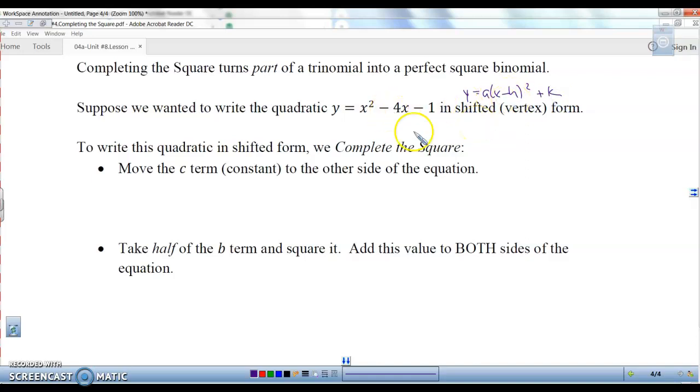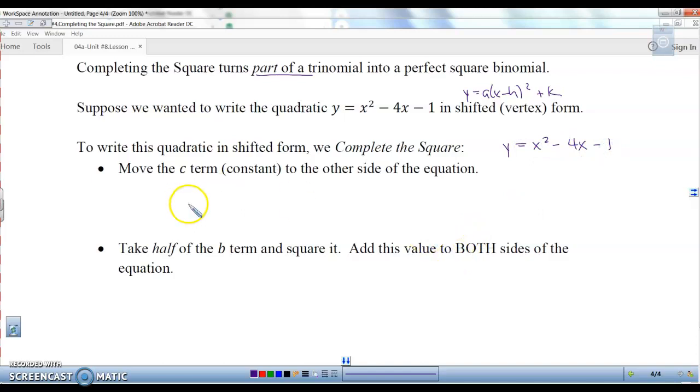Okay, the problem is this minus 1 right here doesn't make this a perfect square trinomial. I can't factor 1 and get 4. It doesn't work. So what we're going to have to do is only do part of the trinomial using completing the square. All right, so let's work through the process. We start out with y equals x squared minus 4x minus 1.